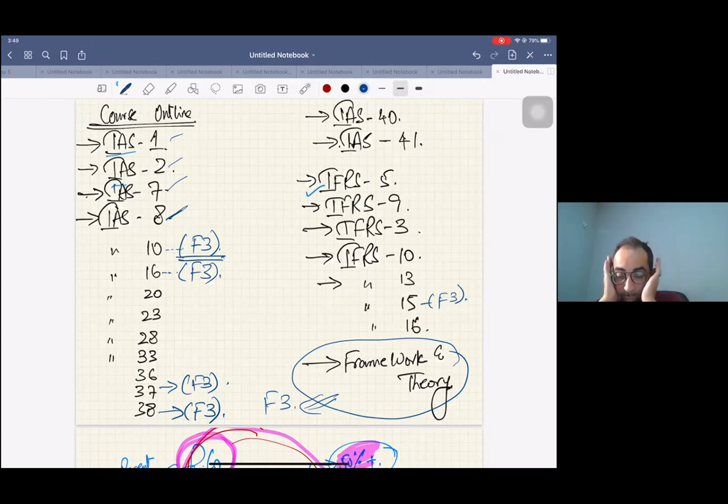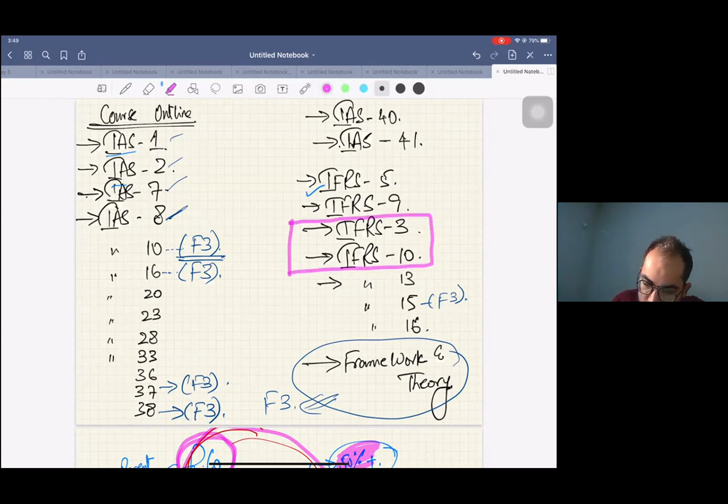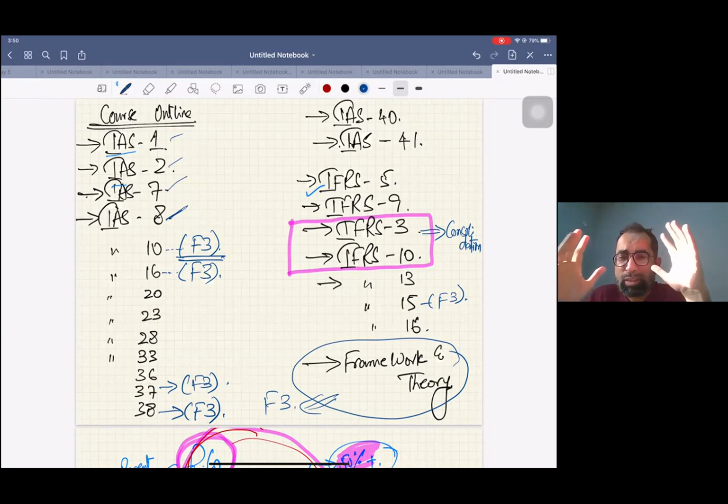Now these standards, wait, let me highlight. These IFRS 3 and IFRS 10 are linked to consolidation, and we will cover these standards while doing consolidation. Right?